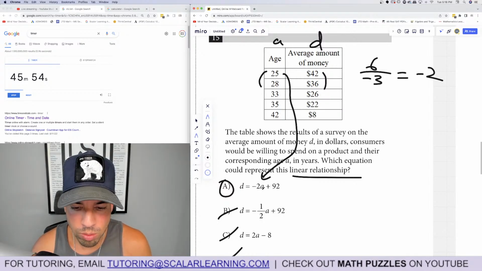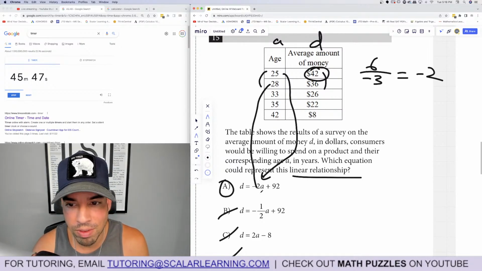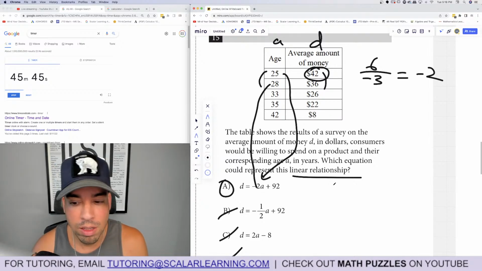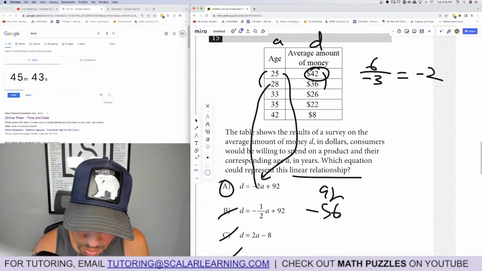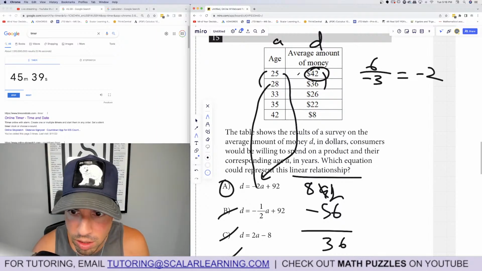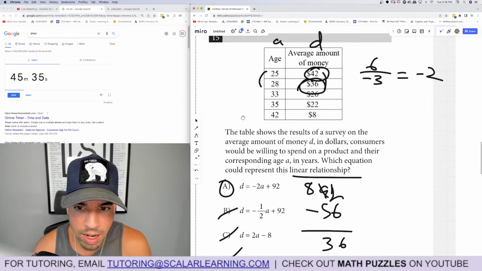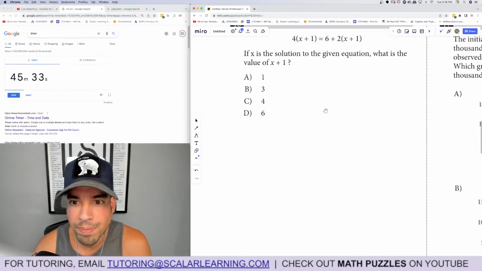Negative 2 times 25 is negative 50 plus 92 is 42, but that's only 1 point. Plug in a second. 28 times -2 is negative 56 plus 92. I could do this mentally, but just in case. 12 minus 6 is 6. 8 minus 5 is 3. That's 36. So we have double confirmation that A is correct, and we move on.